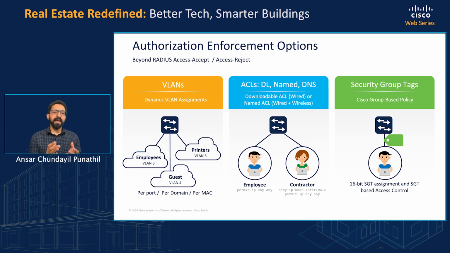Another method is the access control list, which can be used to control network access at the port level. They can be either downloaded to the network from ICE or configured locally on a switch and referenced by ICE during the authorization process. These ACLs provide granular control over network access by defining rules that specify what traffic is allowed or denied. Typically, downloadable ACLs are used for wired connections, while named ACLs can be used for both wired as well as wireless connections.